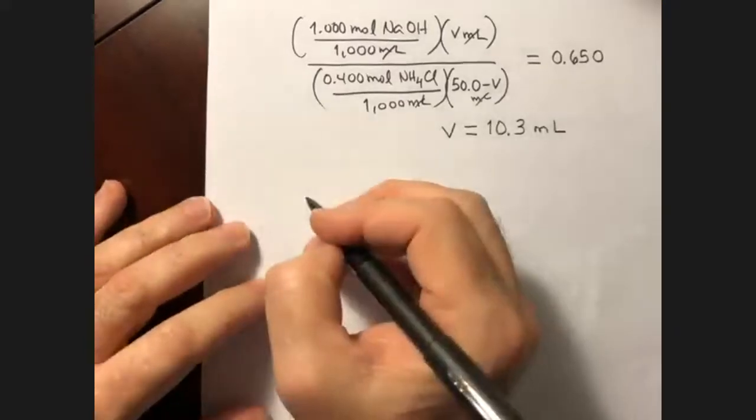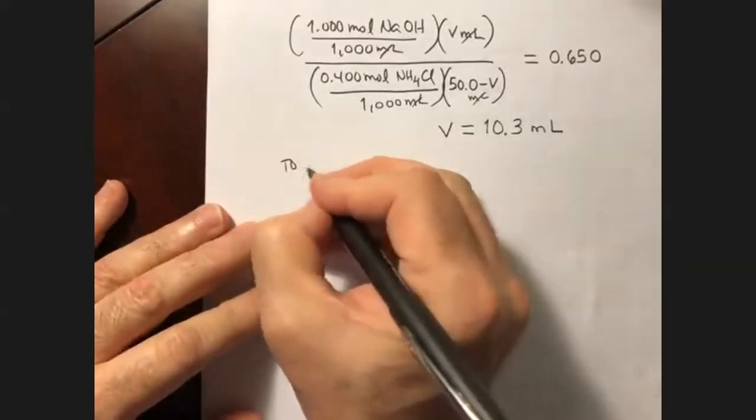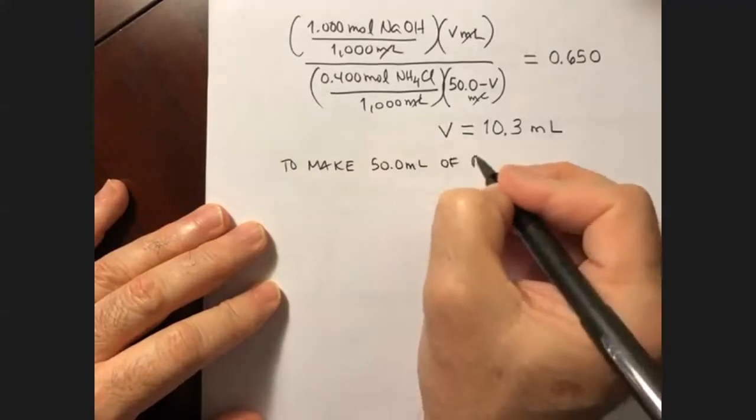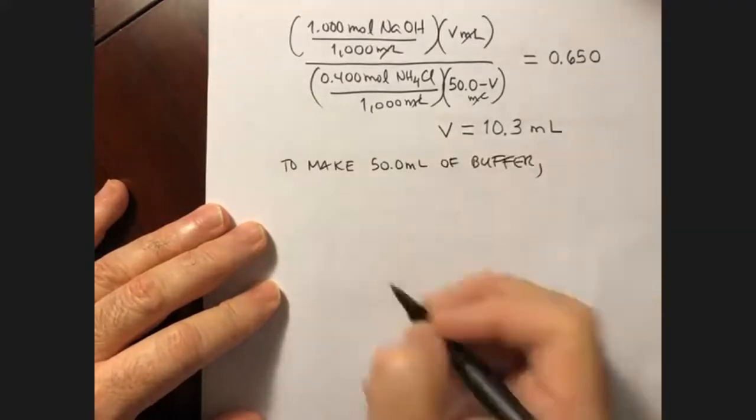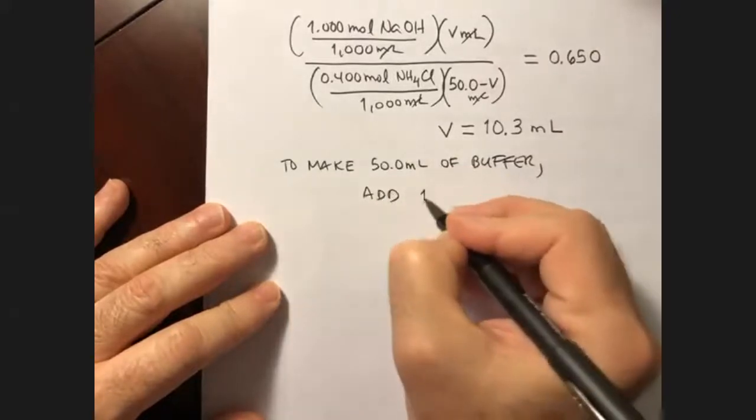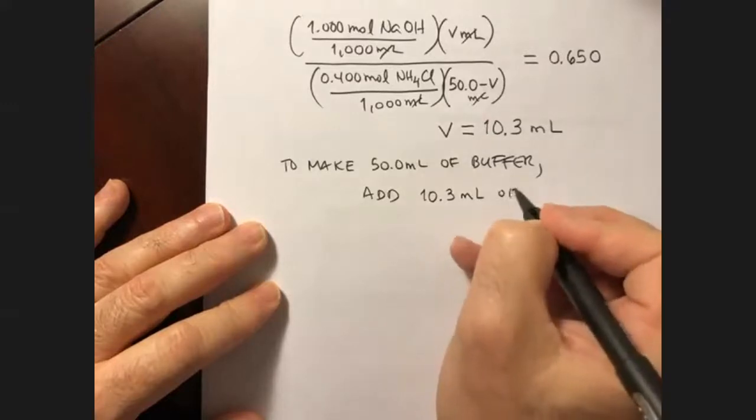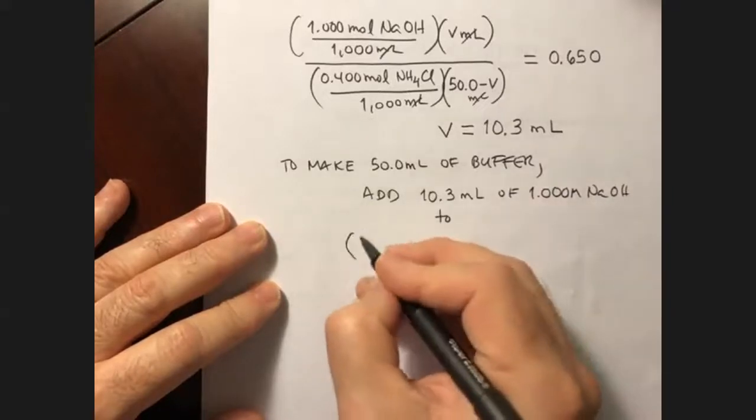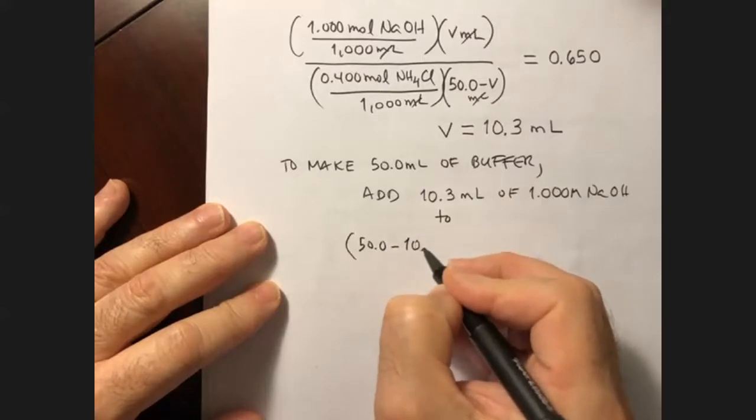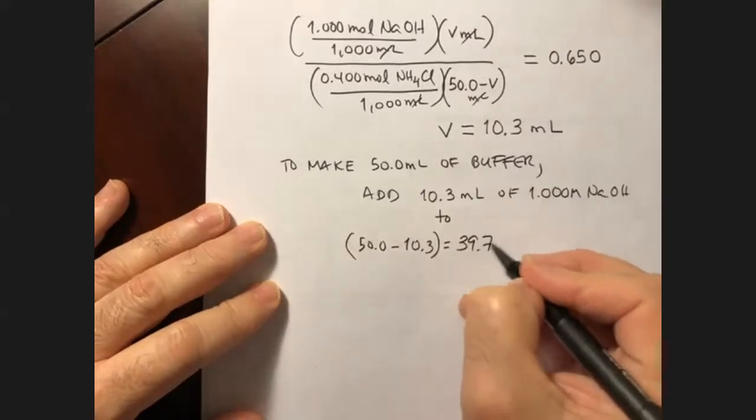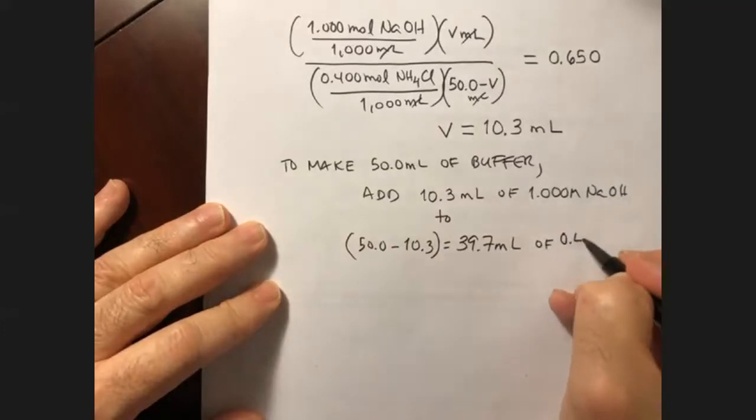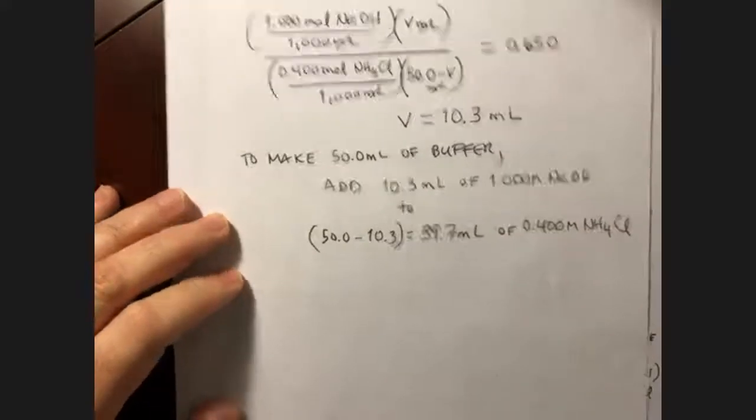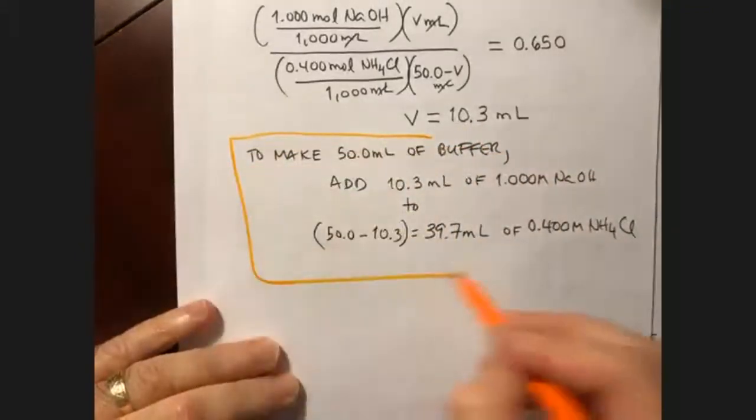So to make the solution, to make 50.0 mLs of buffer, you add 10.3 milliliters of your 1 molar NaOH to 50 minus 10.3, which is 39.7 milliliters of your 0.4 molar NH4Cl. All right. And there's your answer.